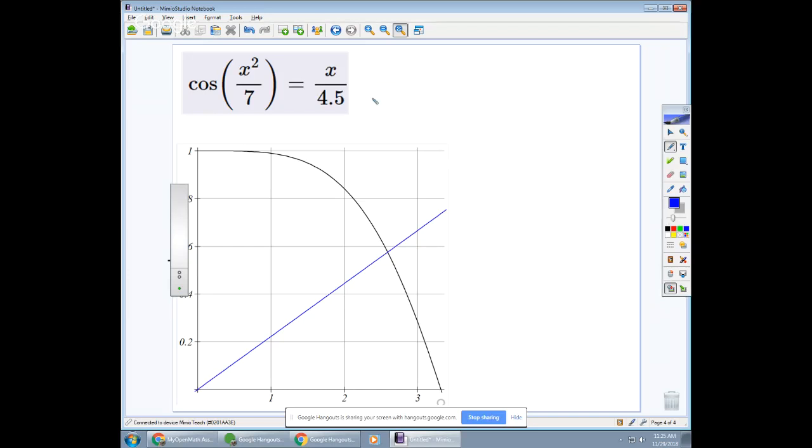A tangent line. Okay, we want to find that intersection point.